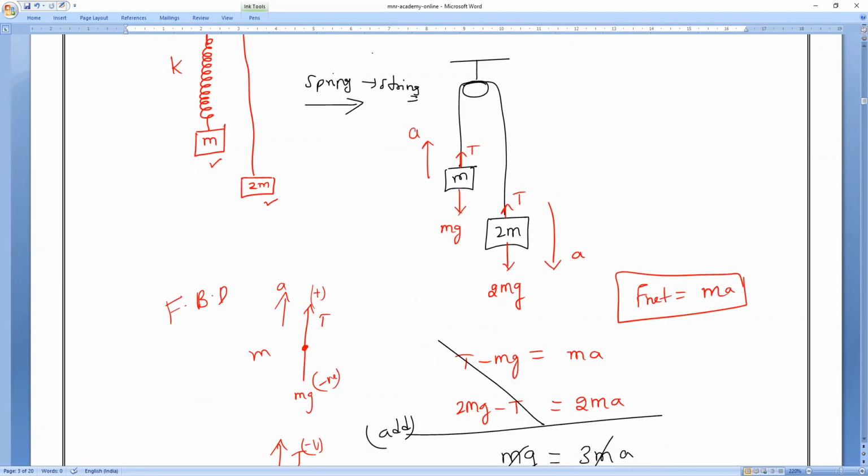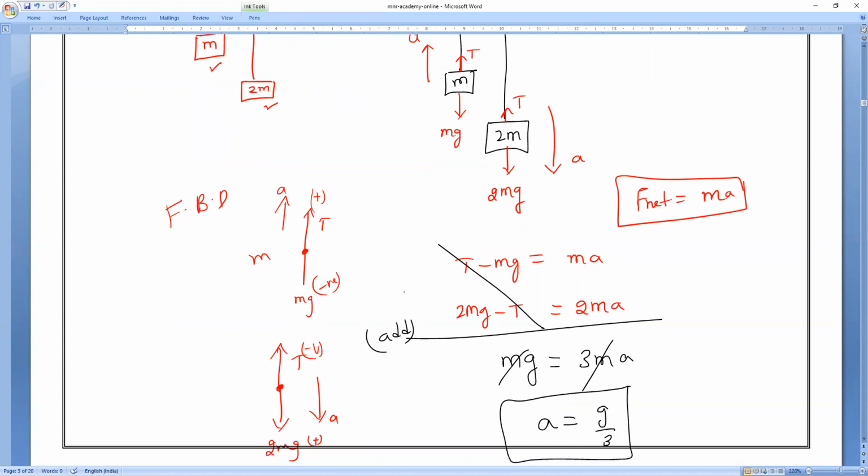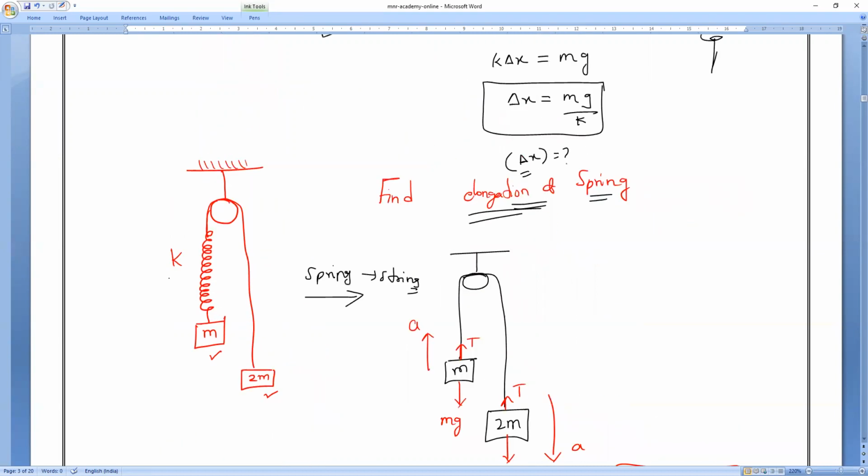Solve this question. Any doubt? In this you can ask. So please solve it. You have to imagine that the spring is considered as a string. That's all. Then it is the same pulley kind of concept. Everything clear?